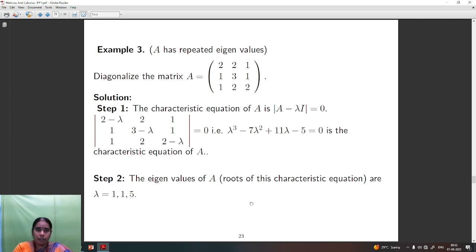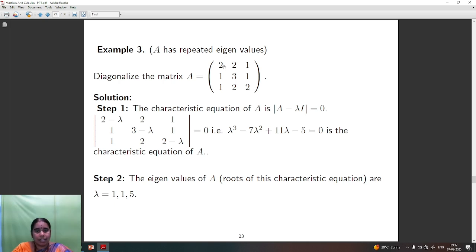Next, for both our example 1 and example 2, we took distinct eigenvalues. Now, I am considering repeated eigenvalues. In case the given matrix contains repeated eigenvalues, what are we doing? Let's go. The first one: diagonalize the matrix A equal to this.